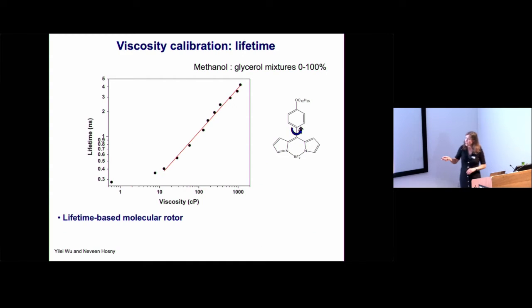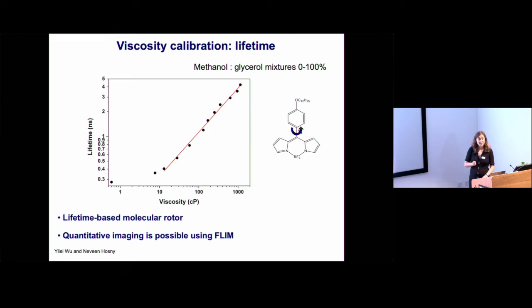So plotted here is the lifetime, the measure of how fast the fluorescent state decays, versus viscosity. And for one of our favorite membrane-based rotors, BODIPY, you can see that there's a really good correlation with large dynamic range over a couple of orders of magnitude of viscosity. And we believe that this is a biologically relevant range, which will be of interest to our measurements in cells.